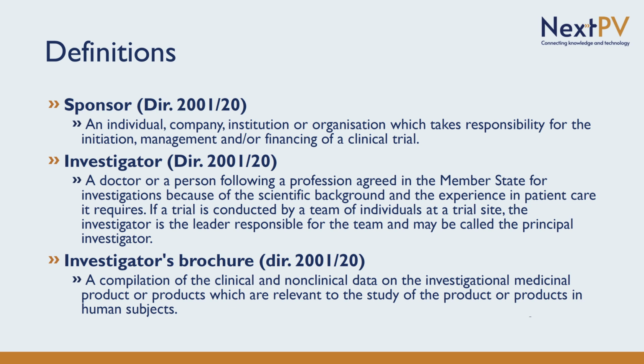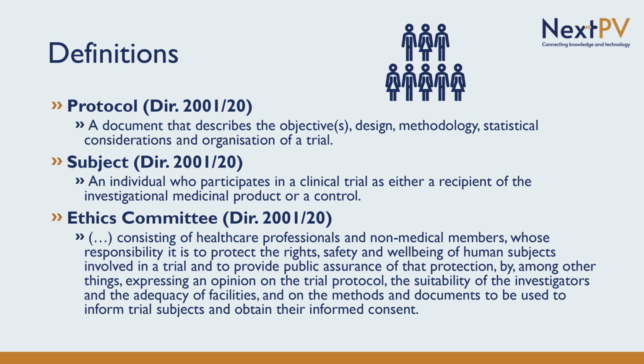The investigator's brochure, IB, is a compilation of clinical and non-clinical data on the IMP relevant to its study in human subjects. The protocol is a document detailing the objectives, design, methodology, statistical considerations, and organization of a trial. A subject is an individual who participates in a clinical trial as a recipient of the IMP or as a control. The Ethics Committee, EC, consists of healthcare professionals and non-medical members responsible for protecting the rights, safety, and well-being of trial subjects by reviewing trial protocols and investigator suitability.